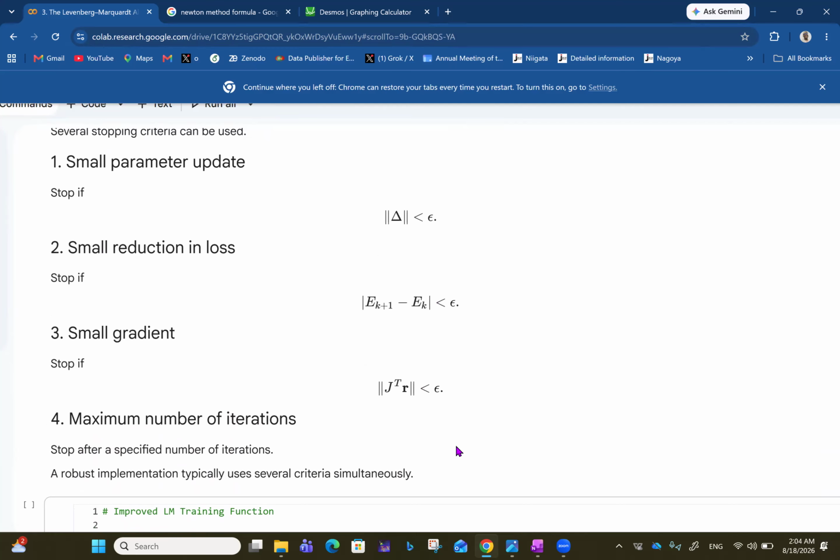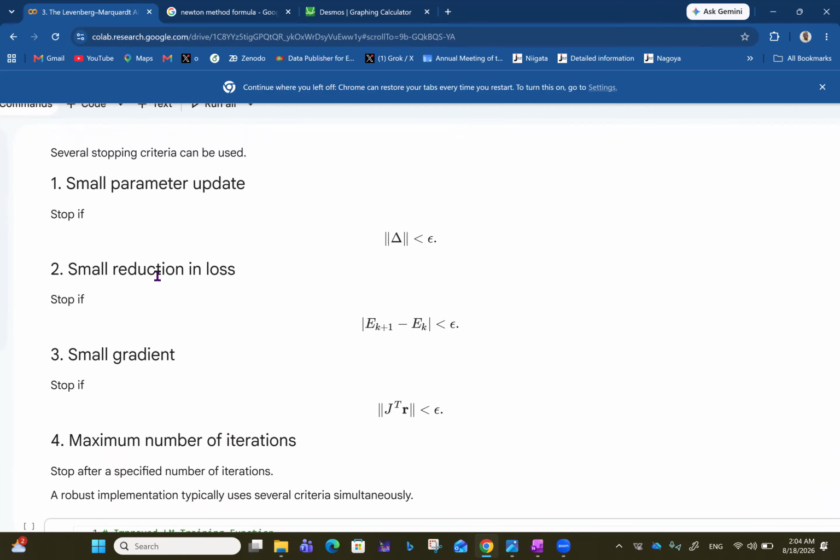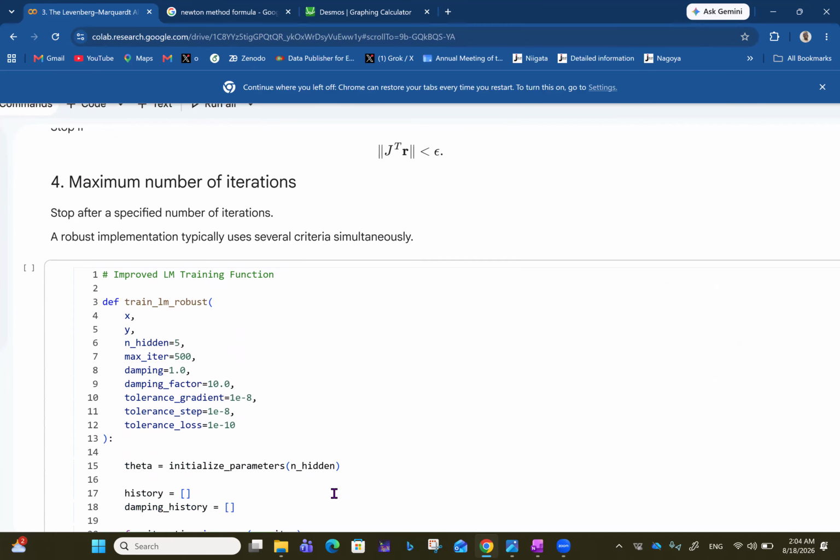Then you can have a maximum number of iterations. If none of these is met, you can just say, okay, after 500 iterations, just stop, whether it has converged or not. Just do 500 iterations and stop. So you stop after a specified number of iterations. A robust implementation typically uses several criteria simultaneously.